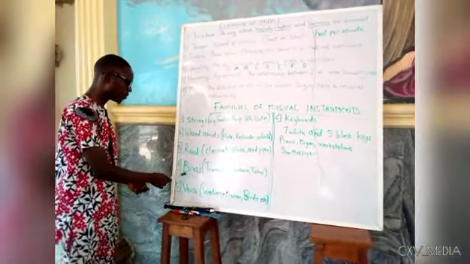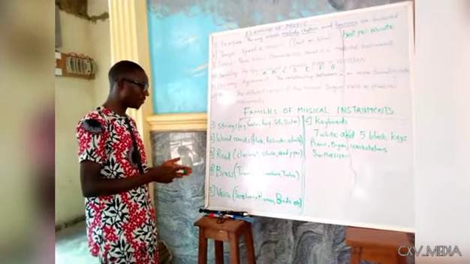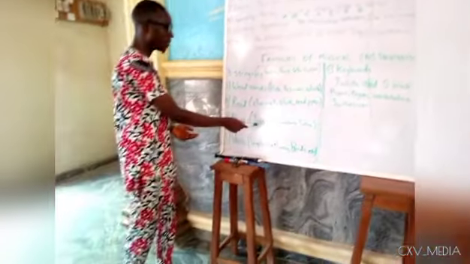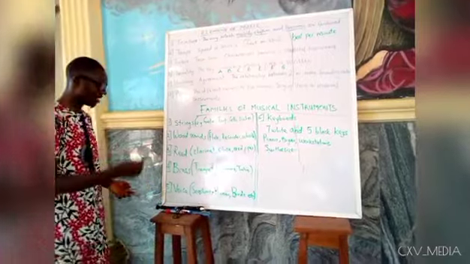Number four, brass. The brass instruments are made up of the metal called brass. Examples include trumpet, trombone, tuba, etc.